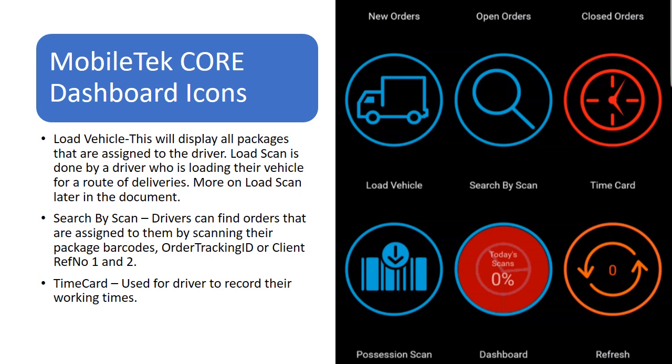Second icon is search by scan. Drivers can find orders that are assigned to them by scanning the barcode. So you don't have to go looking for it. You can scan the barcode. Order tracking ID, client ref no, package ref no, any one of those can pull up the order. And time card is used for an hourly employee to record their hours.